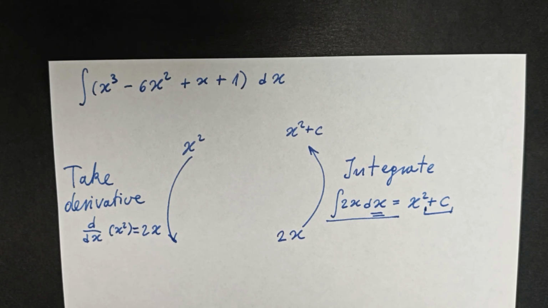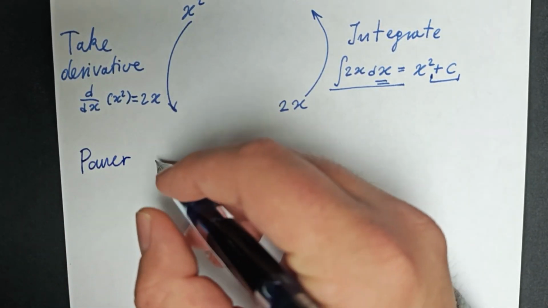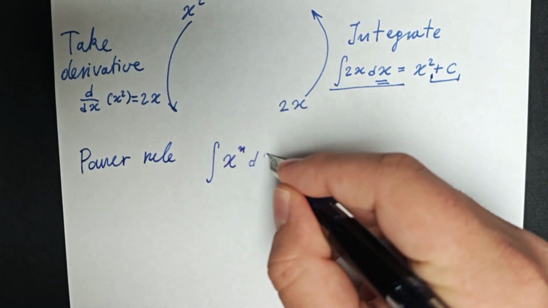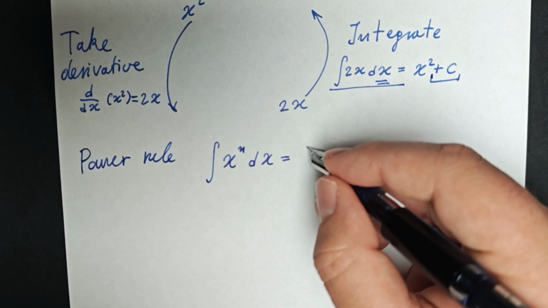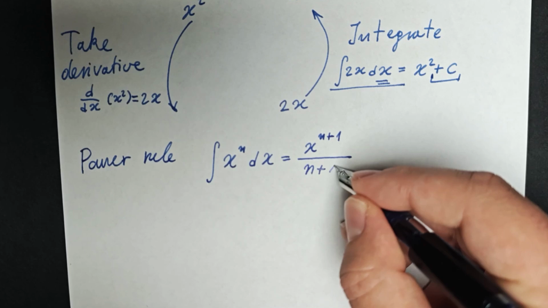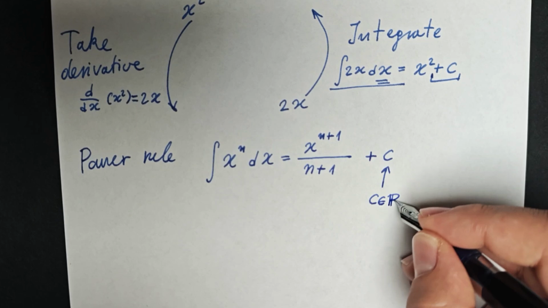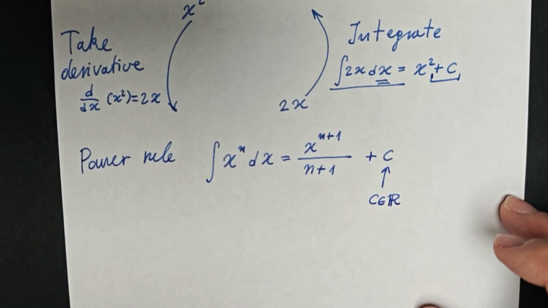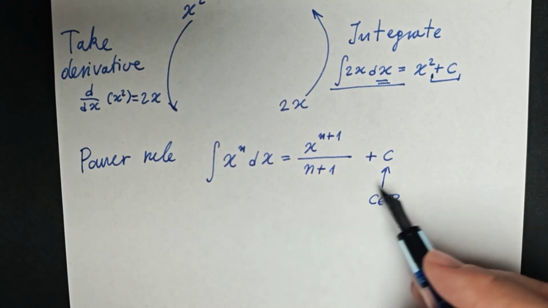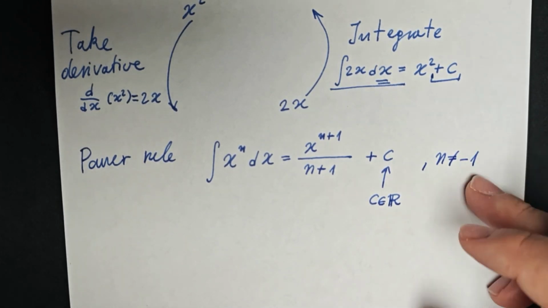For integrating this, we need to know the power rule. So the power rule, which I am referring to, states that an integral of x to the power n dx is going to give us the result of x to the power of n plus 1 divided by n plus 1 and plus c, where this c is some arbitrary constant from the set R, the set of real numbers. In order for us to be able to apply this rule, n has to be different than negative 1.